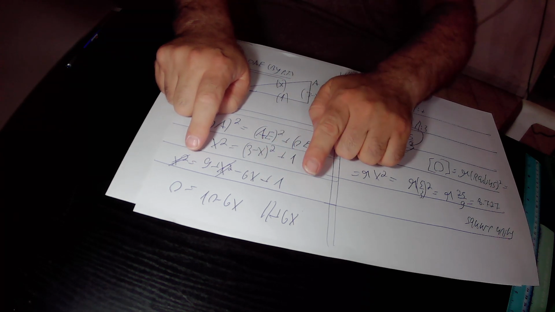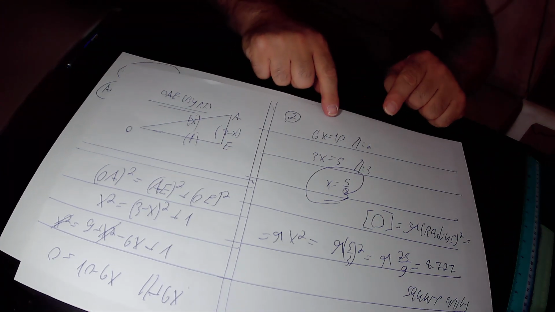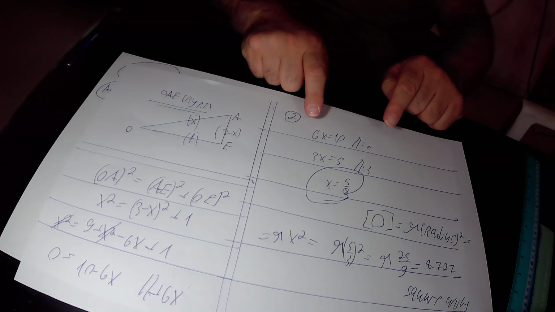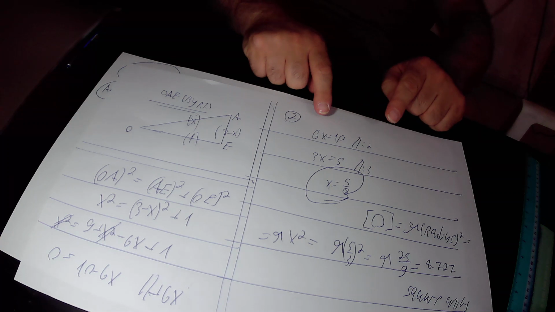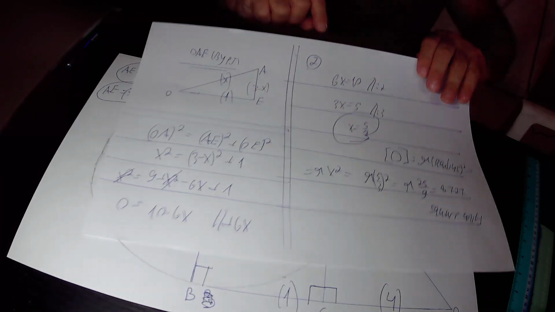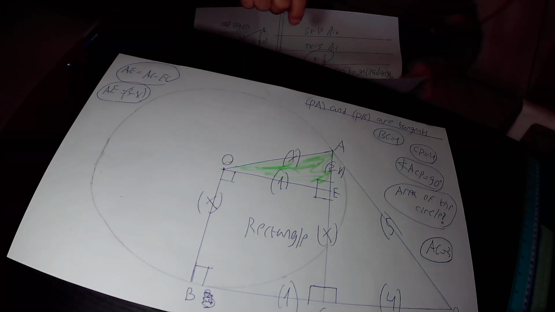Here we added 6x to this equation and found that 6x equals 10. Here we divided this equation by 2. So 6x over 2 is 3x and 10 over 2 is 5. So in total we found that 3x equals 5. Here we divided this equation by 3 and found that x equals 5 over 3 units. So the radius of this circle, x, equals 5 over 3 units.